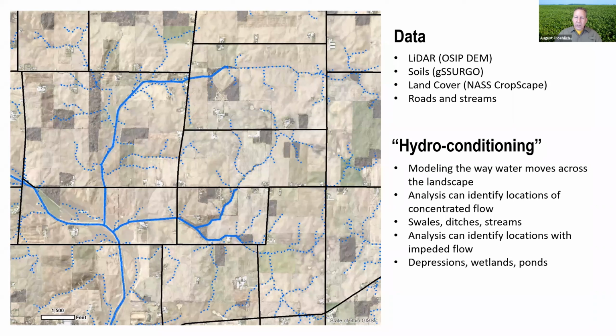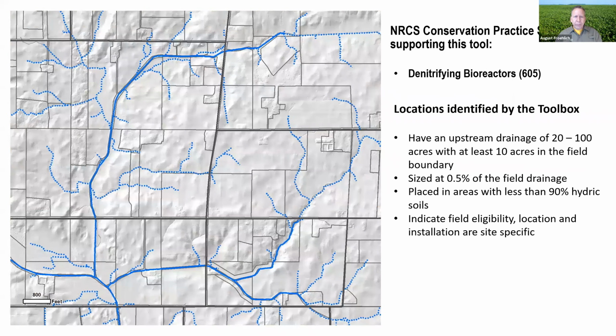But the first thing, and the crux of the whole project, is the hydroconditioning of the digital elevation model. And this allows us to model the way the water moves across the landscape so that we can try to identify areas where water is more concentrated, like streams and ditches and swales, and also hopefully places where the flow is impeded, like depressions, wetlands, and ponds.